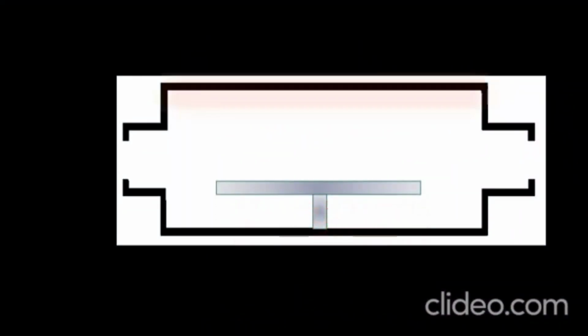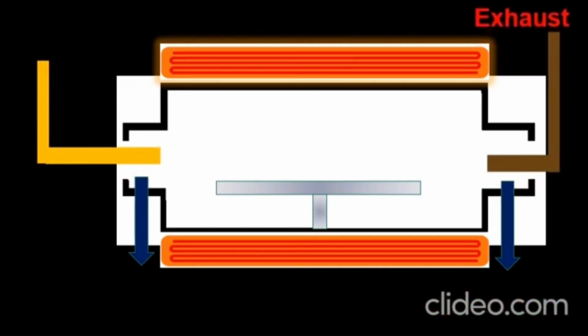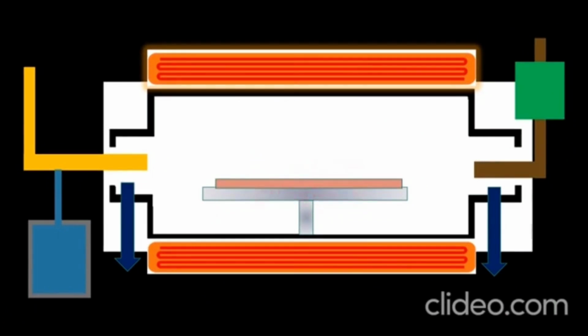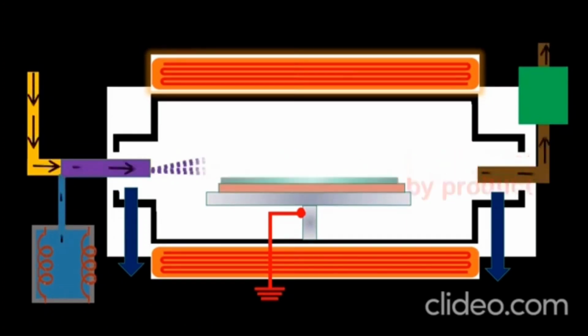CVD, on the other hand, uses a mixture of a source material and a volatile precursor. This mixture is injected into a chamber containing the substrate. Upon adhering to the substrate, the precursor material decomposes, leaving behind a layer of the source material. Chemical reactions occur in CVD.